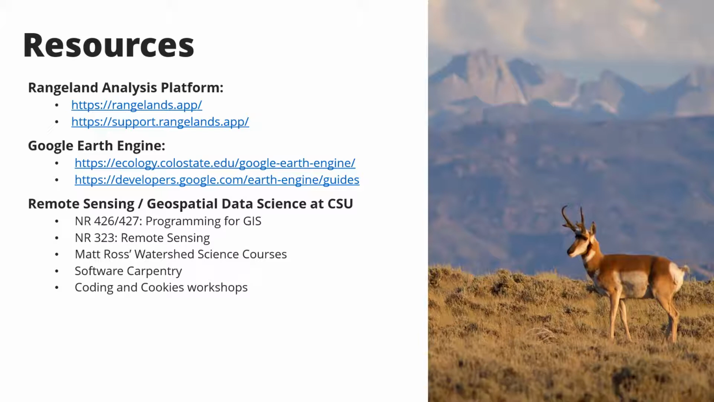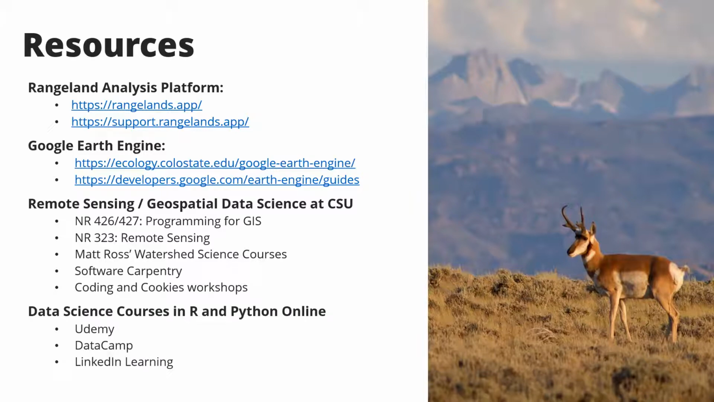Matt Ross's watershed science classes are taught in R. And so you can start to dig into these programming languages bit by bit, and it can be really fun. So if you're thinking about learning some programming, these are some great ways to get started. And of course, if you're done with courses, you can find a bunch of stuff online, because that's where I go mostly now that I'm out of school.